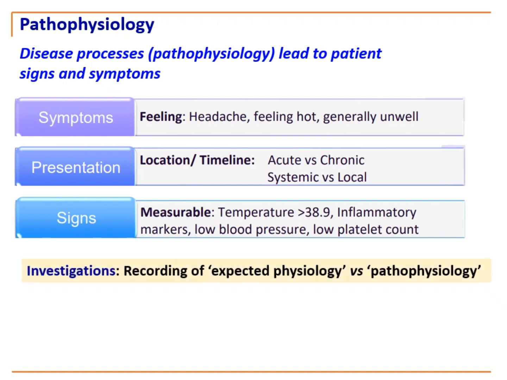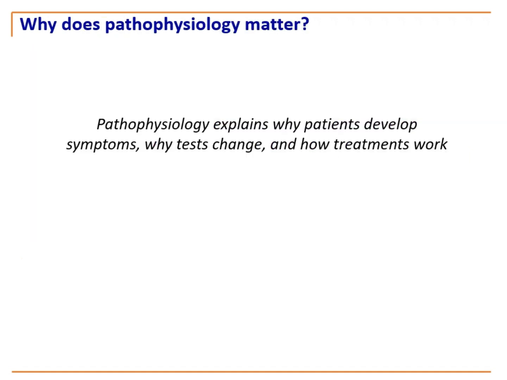And so when we're looking at these signs, we're then doing the investigation to see, are they in the normal range? Does that 38.9 temperature, is that a normal level? And the answer is no, it's out of the normal level, so it's in that pathophysiological range. Do you have normal inflammatory markers? Have you got a fairly low baseline of inflammatory markers, or have you got a high level? Have you got a lot of inflammatory response going on? So why does it matter? Well, pathophysiology explains why patients develop symptoms, why tests change, and how treatment works.